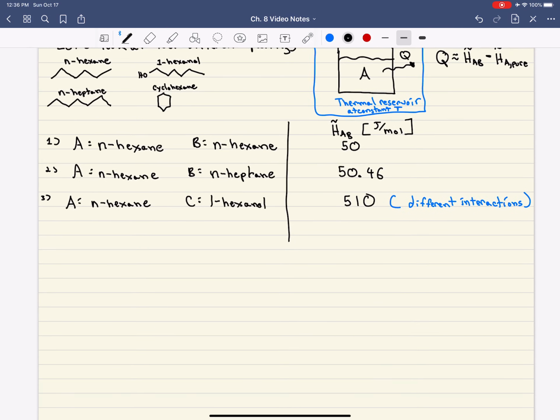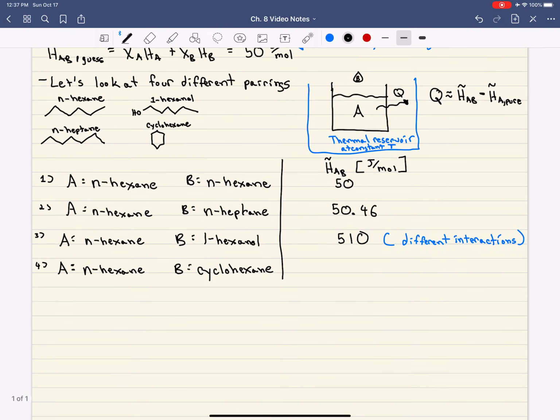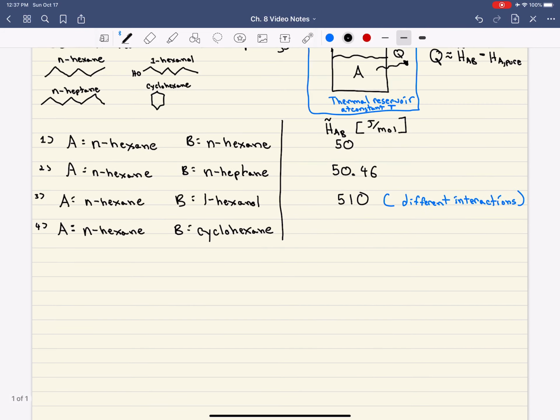And the last pairing we're going to look at is going to be N-hexane and cyclohexane. In this case, cyclohexane is also made up of hydrogens and carbons. But if you did this measurement, you would see that the final HAB would be 266. So it's still much larger than the HA of the pure component.